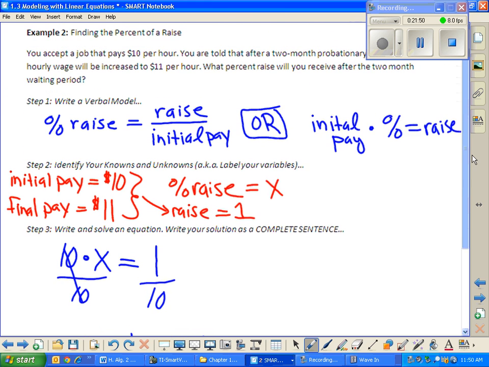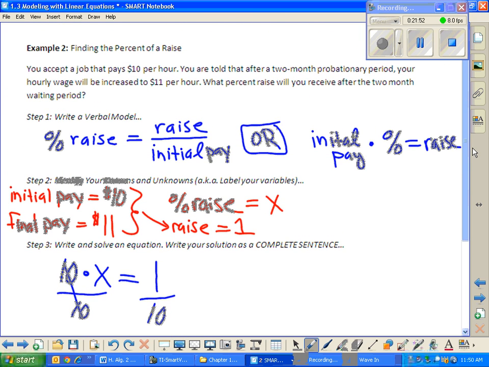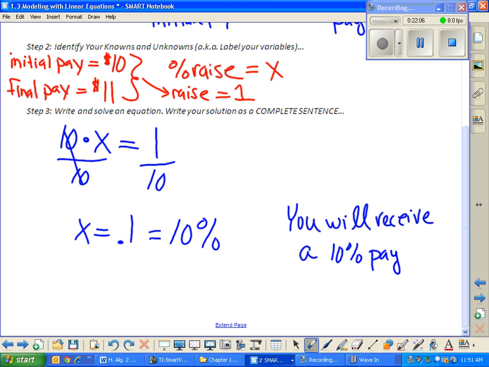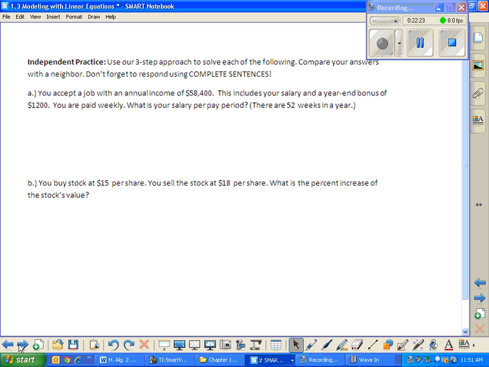We answer our question in complete sentences. It says, what percent raise will you receive? You could say you will receive a 10% pay raise. Don't write it down unless it makes sense. Does anybody have any questions about this one? Okay. Well, let's see if it really does make sense.